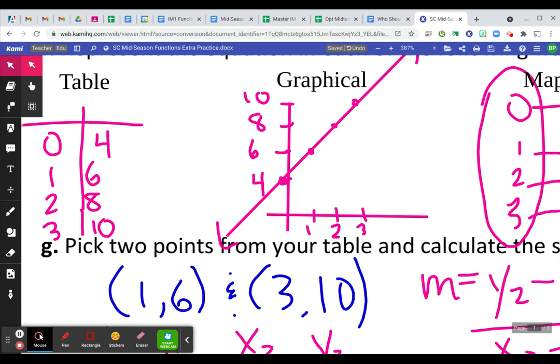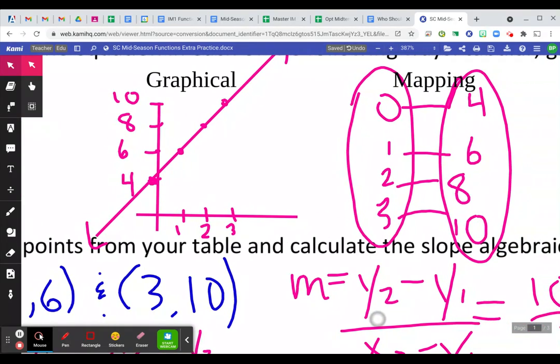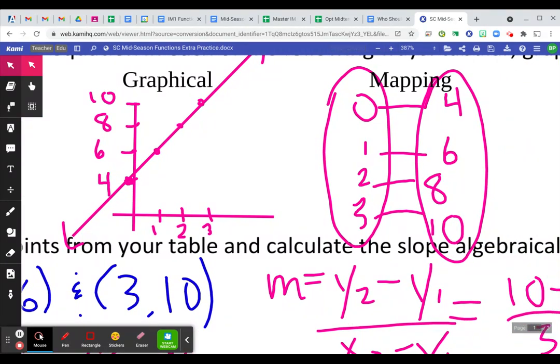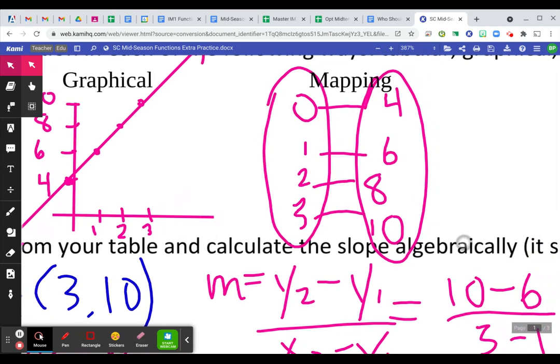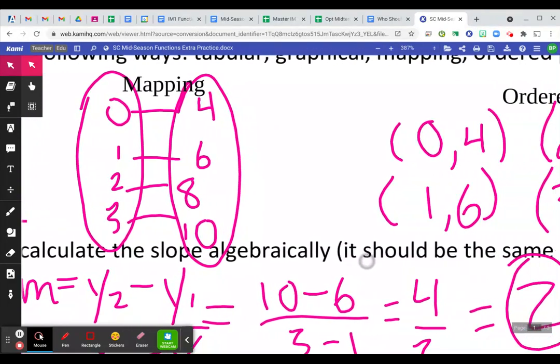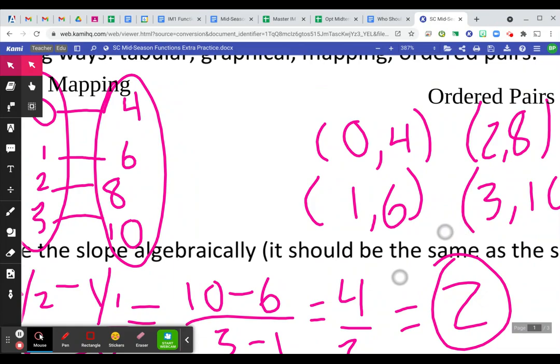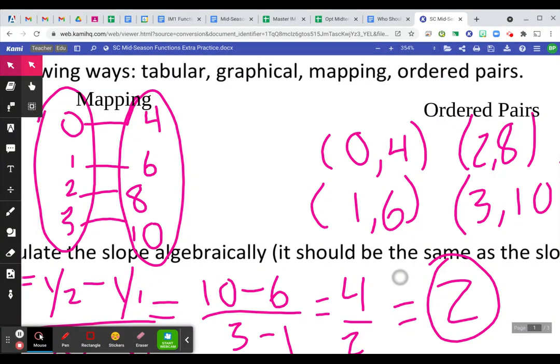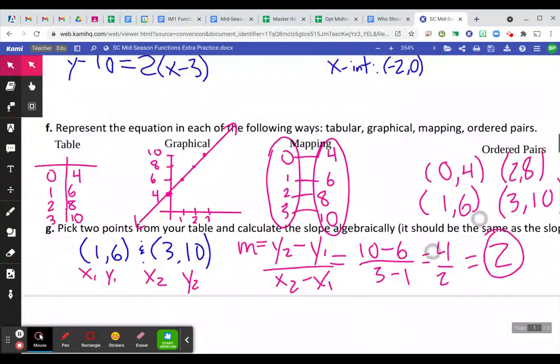Looking like I'm rising 2, running 1, rising 2, running 1, and that is with a slope of 2, so it checks out. My mapping just shows that this is a function. The 0th term is 4, the first term is 6. We don't have any doubling up there, so it is a function. And then our ordered pairs as so: (0, 4), (1, 6), (2, 8), and (3, 10).